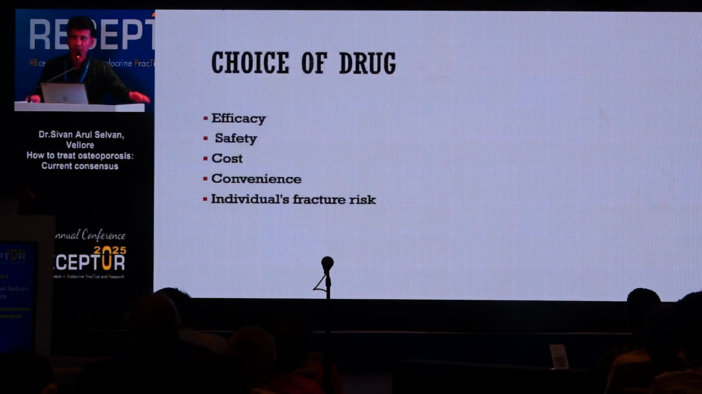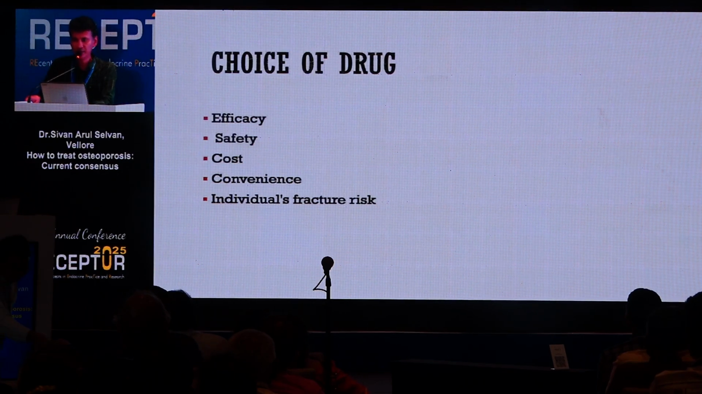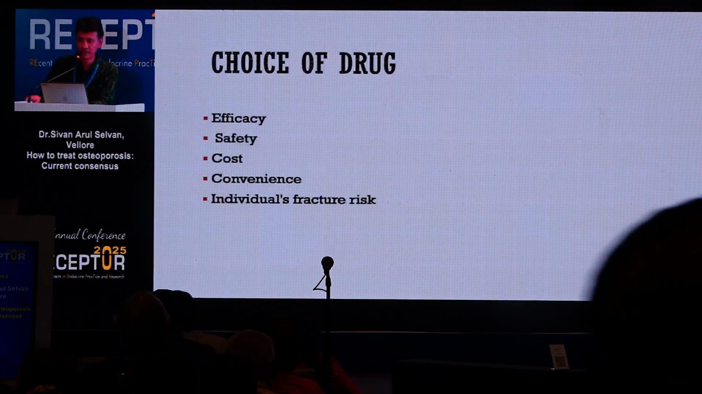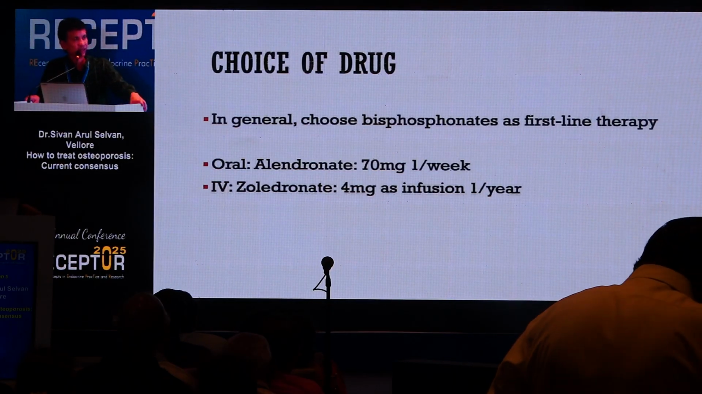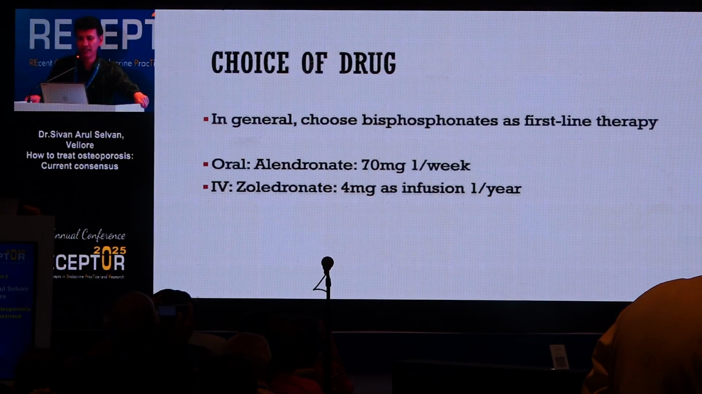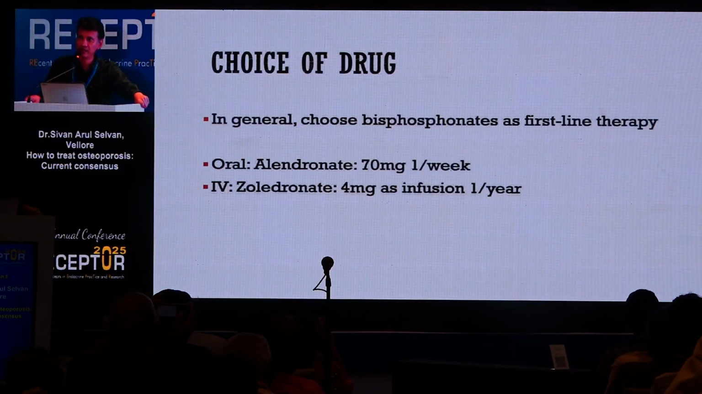So how do you choose among various drugs? Again, it's not a straightforward thing. It depends on the efficacy of the drug, safety, and cost. Cost is a very important factor because many of the drugs may be costly and the patient may not afford them. Also convenience, whether the patient prefers injection or tablet, and the individual fracture risk, whether the patient has low risk or high risk. In general, the first line of treatment is mostly bisphosphonates because there is a long track record and they are very cheap among all the drugs, and they can be used up to 6 to 10 years.